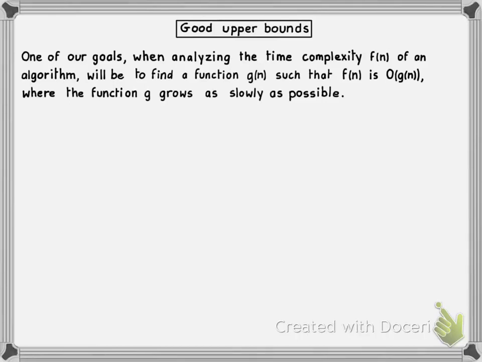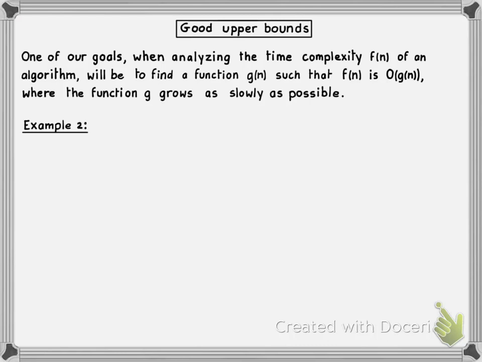Welcome back. In this fifth segment, we're going to look at a second example of a function f of n for which we're going to try to find a good upper bound. Remember that f of n represents the runtime or the time complexity of some algorithm, and we're trying to find an upper bound for this runtime, and this upper bound should be as low as possible. It should approximate the function f of n as closely as possible. That's what we mean by a good upper bound.